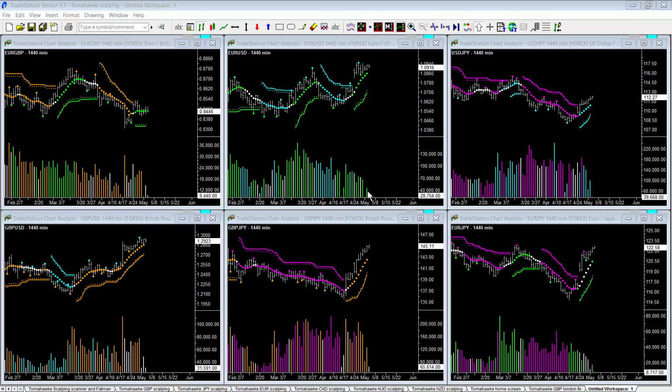So on the euro US dollar, very similar pattern there. On the US yen, very similar pattern there. Again on the pound US dollar and the pound yen, and finally the euro yen, as we see there.